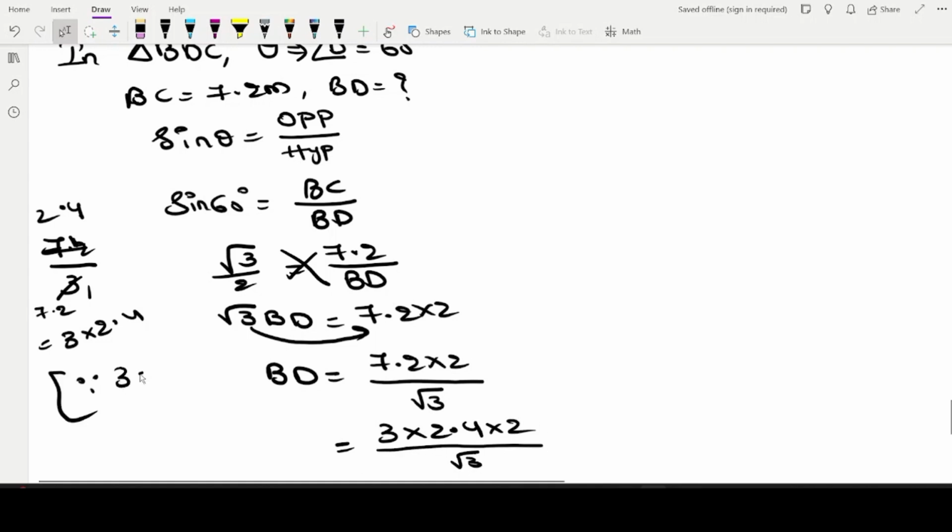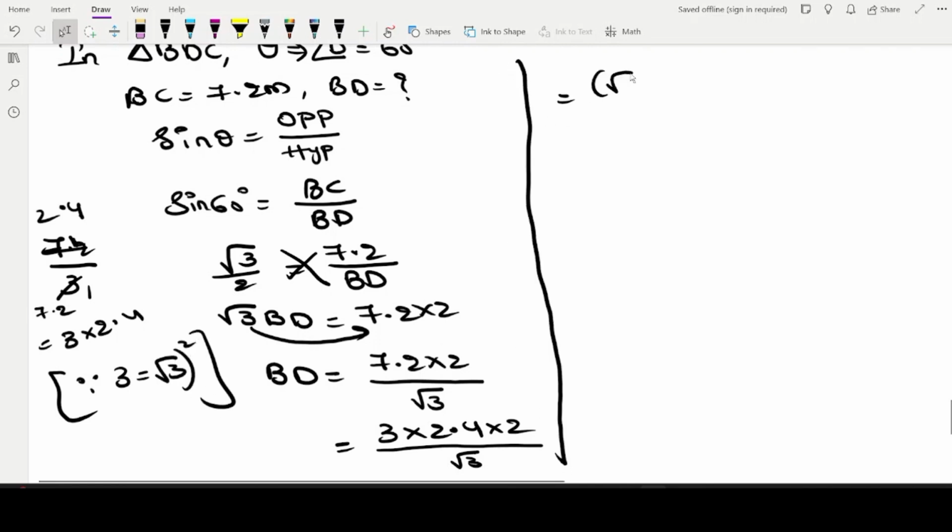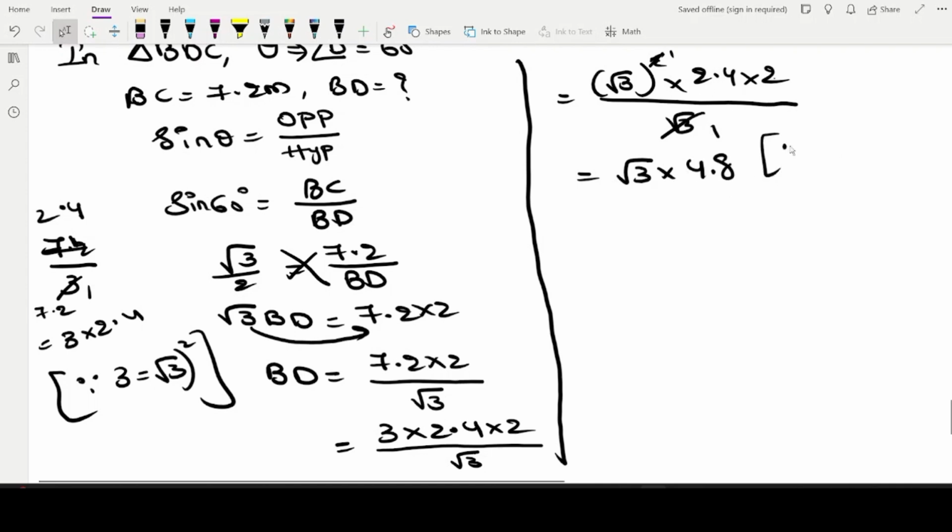We know that 3 can be written as root 3 whole square. Now let me solve it here. So root 3 whole square into 2.4 into 2 divided by root 3. 1 root 3 gets cancelled. We are left with root 3 into, let us multiply this. 2 4s are 8 and 2 2s are 4. This becomes 4.8. And we know that root 3 value is 1.72. Now let us substitute the root 3 value here. This becomes 1.72 into 4.8. Now multiply them. 172 into 48.